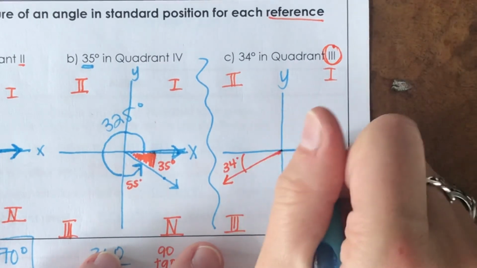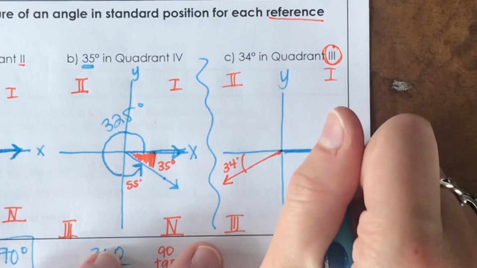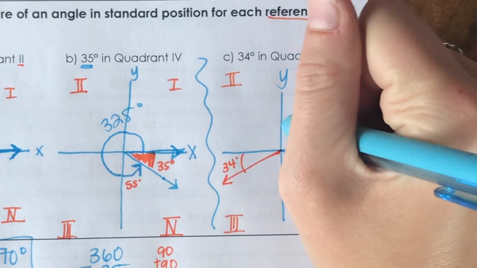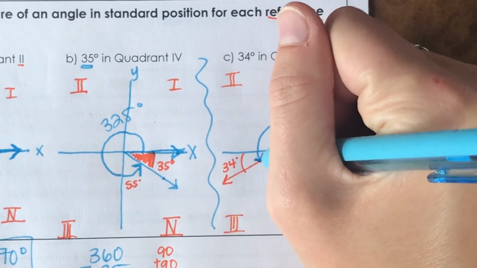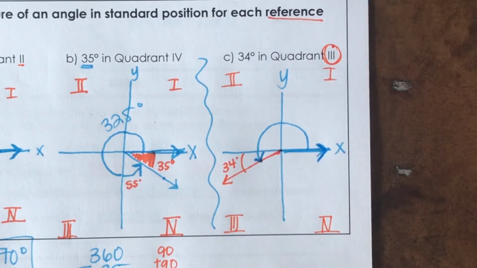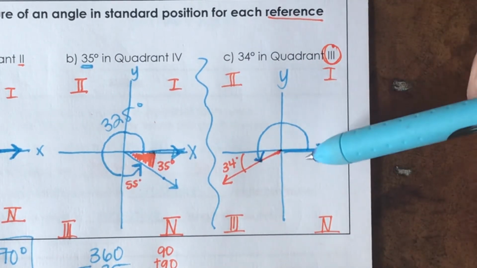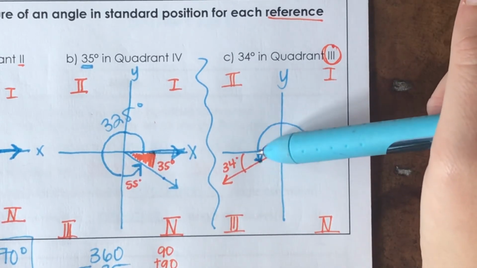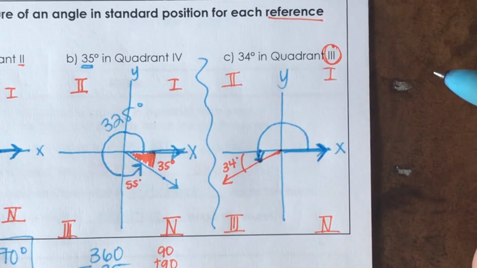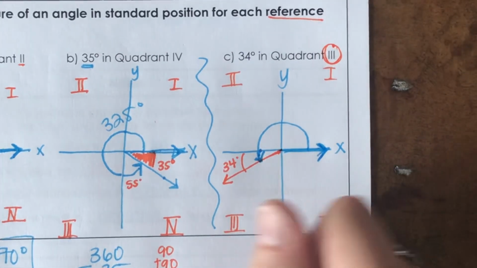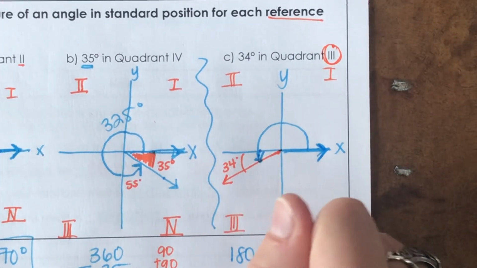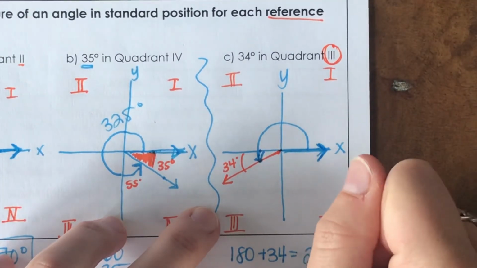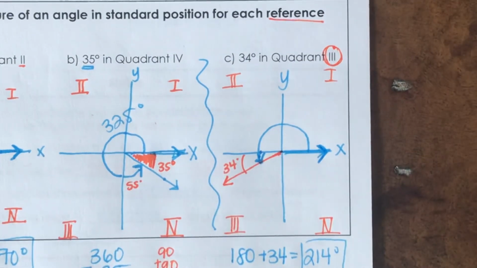Now, if I start over here on the terminal side and I go all the way over and around, that means I'm including that reference angle with mine. So I'm going to end up doing 180 plus this reference angle of 34, and that's going to give me my final answer. So I'm going to do 180 plus 34, and I end up getting 214 degrees. And I'm finished.